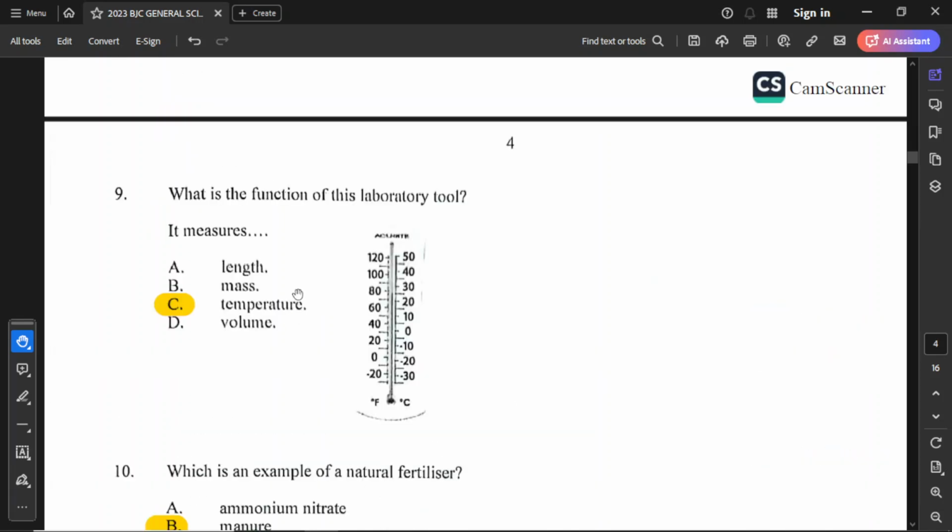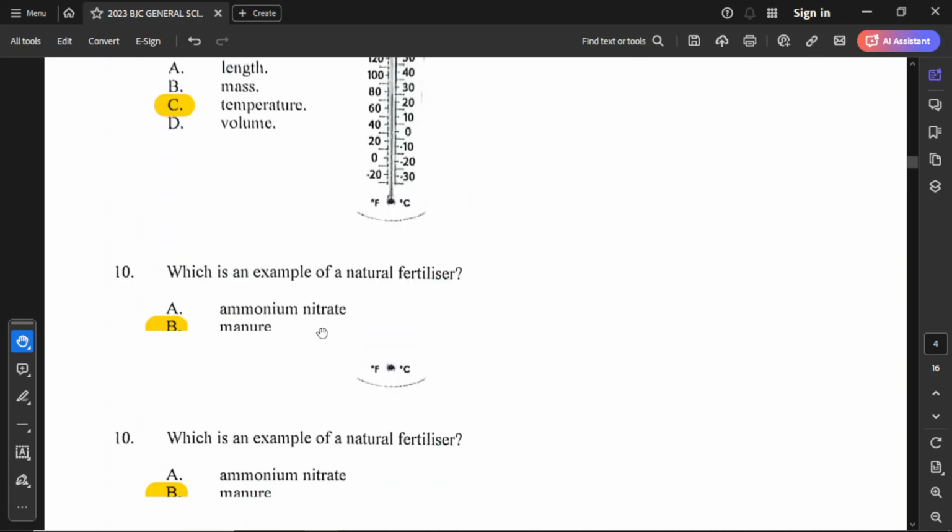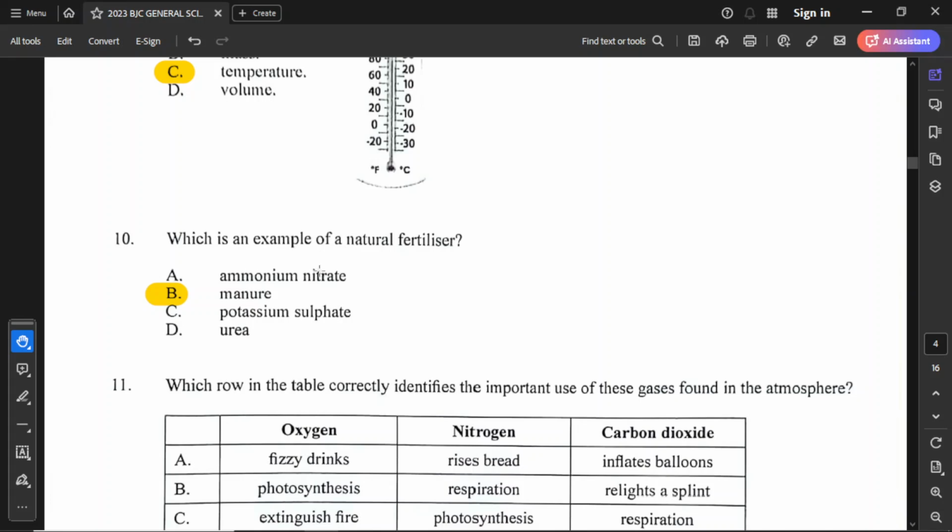All right, number nine. What is the function of this laboratory tool? And this is a measuring cylinder, and it is used to measure temperature. Question number 10, which is an example of a natural fertilizer? And this is definitely manure, like cow manure, chicken manure.